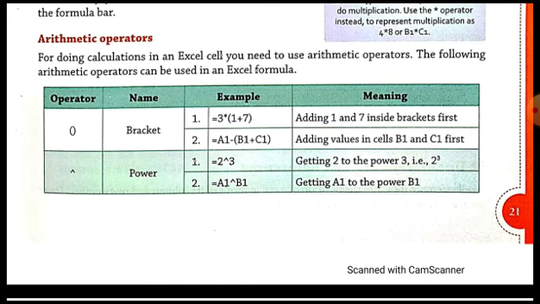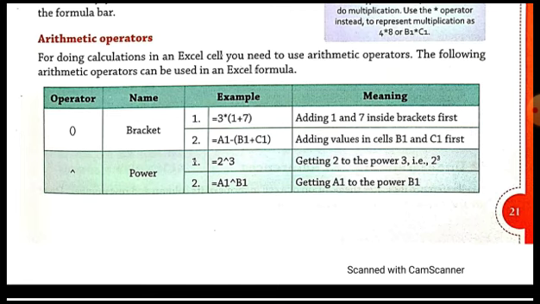So whatever operation is specified within the brackets will be performed before the other operations. First of all, b1 plus c1 will be done, and then that result will be subtracted from a1. Or if any other operation was there, then after the bracket has been evaluated, that result will be operated with the other operand. This is the usage of the bracket here: adding values in cells b1 and c1 first.